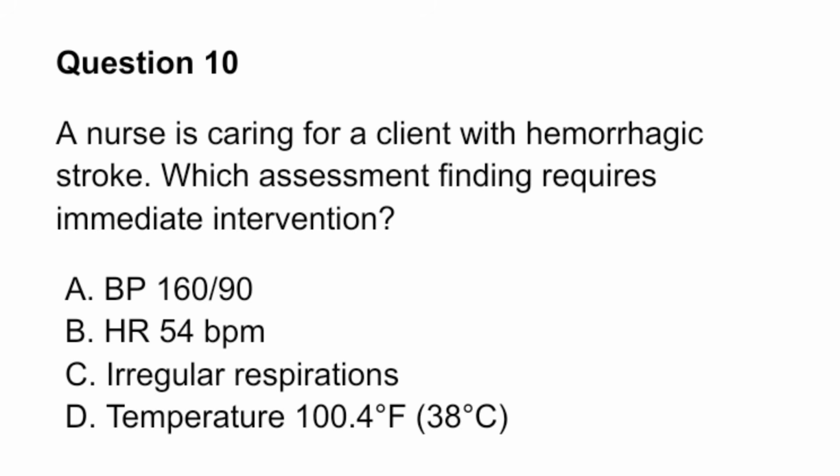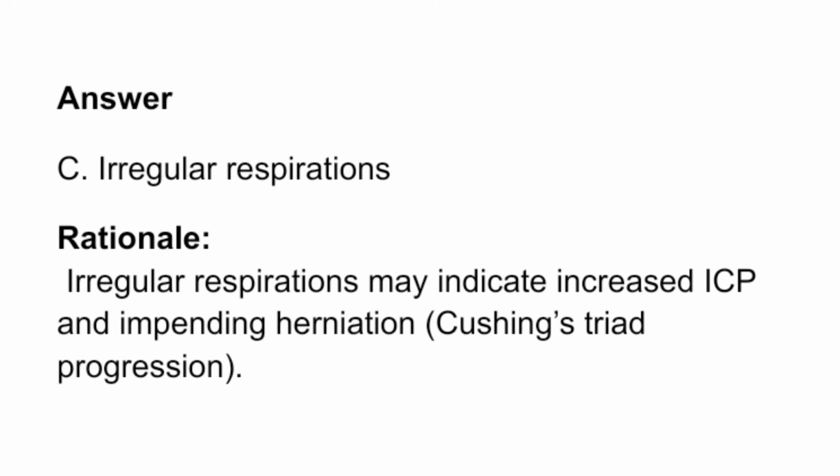Question 10. A nurse is caring for a client with hemorrhagic stroke. Which assessment finding requires immediate intervention? A. BP 160/90 millimeters of mercury. B. HR 54 BPM. C. Irregular respirations. D. Temperature 100.4 degrees Fahrenheit, 38 degrees Celsius. Answer: C. Irregular respirations. Rationale: irregular respirations may indicate increased ICP and impending herniation, Cushing's triad progression.